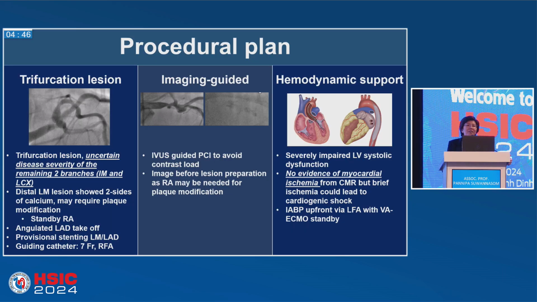So the plan for the procedure is, okay, it's a trifurcation, but it's really difficult to figure out how many of the vessels have been involved. And as you can see, we have a big chunk of calcium, so we'll stand by for rotational atherectomy. And this is a really angulated LAD takeoff. We plan to do this with just provisional stenting. We don't want any complex procedure because his EF is only 15.